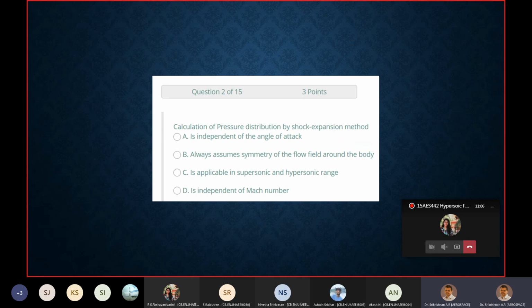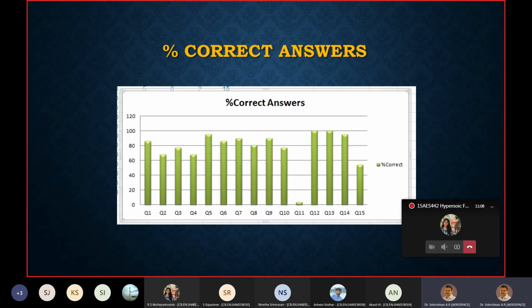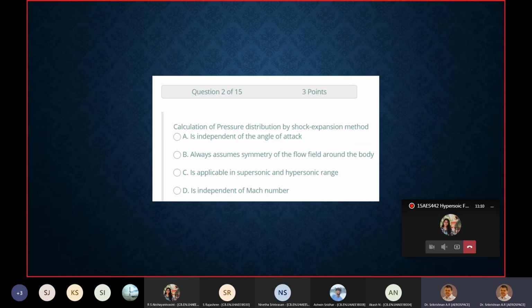Question 2 of 15, just above 60% is what the correct answer rate seems to be. The question is: calculation of pressure distribution by the shock expansion method is, the options are, independent of angle of attack; always assumes symmetry of the flow field; is applicable in supersonic and hypersonic range; and is independent of Mach number.